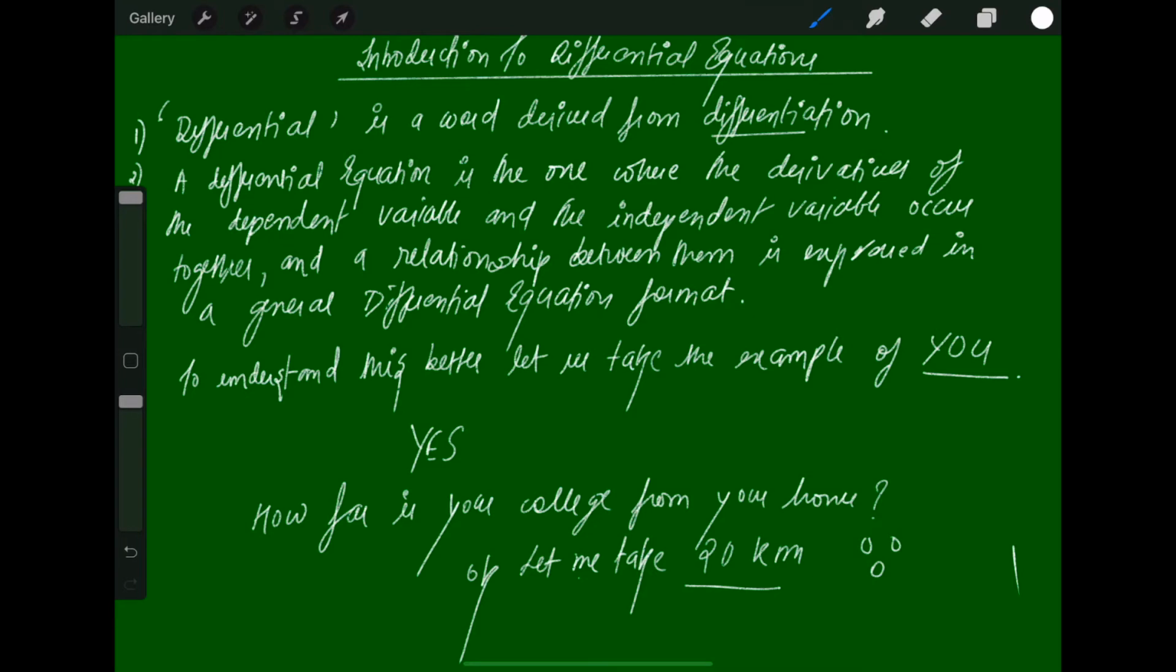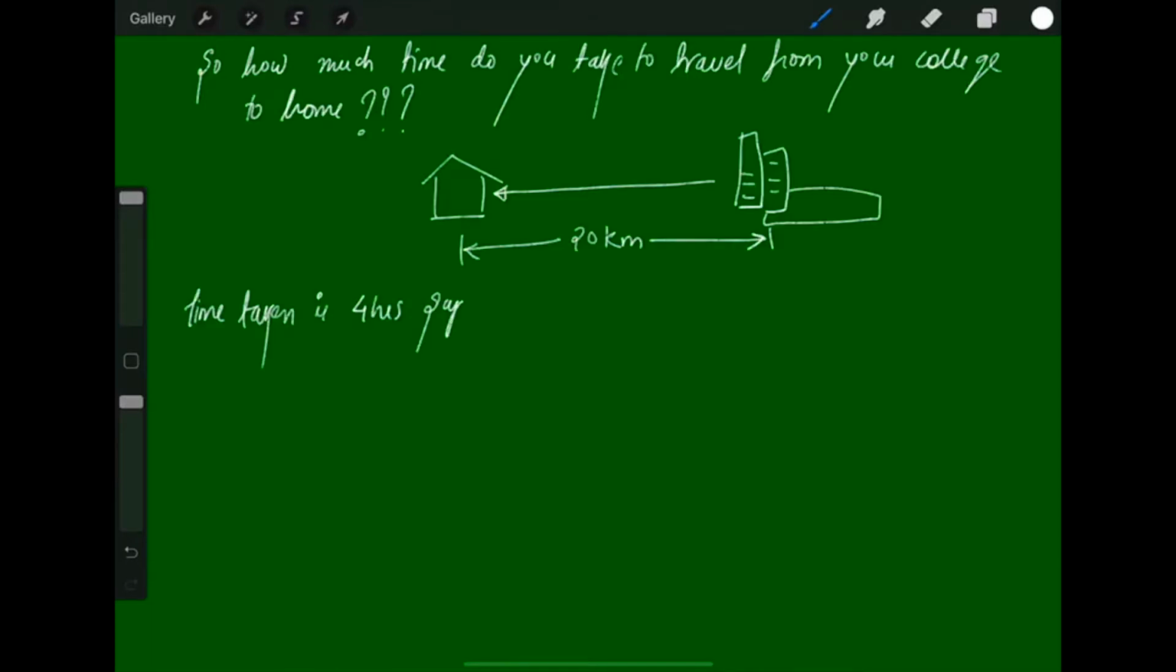To understand this better, let us take an example. How far is your college from your home? Let me just take this distance as 20 kilometers. So how much time do you actually take to travel from your college to your home? Let me take it as 4 hours, suppose.